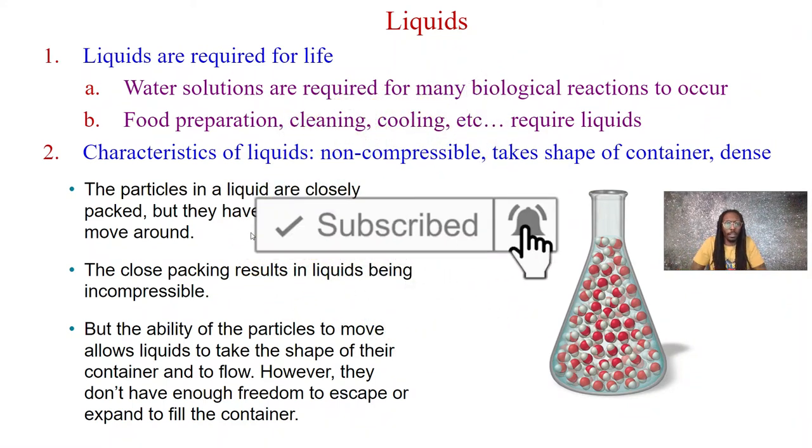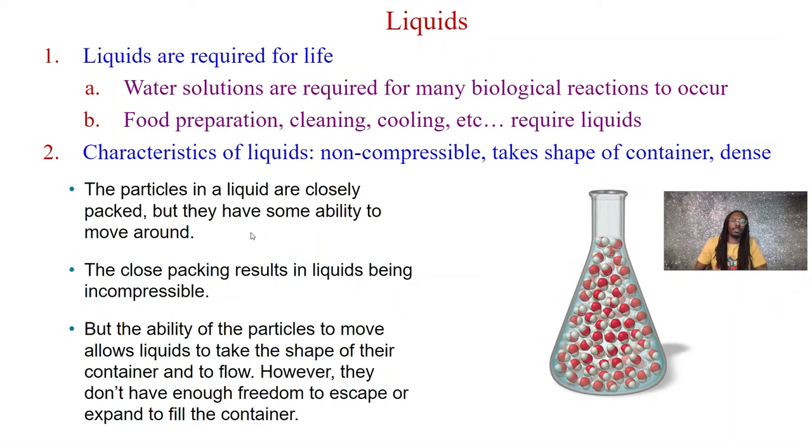Now let's look over here. Particles in a liquid are closely packed, but they have some ability to move around, and that sums up liquid right there. The key thing to understand about liquids is that they always have the same volume, and that's because they're packed together closely. It's not going to switch in any way, this connection that they have. However, even though they are close together, they're able to move around, and this is the reason why they're able to take the shape of any container they're in.